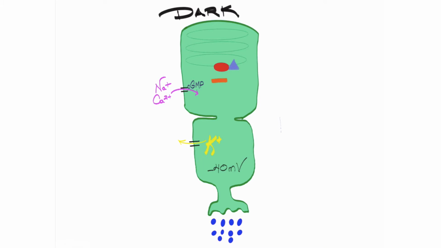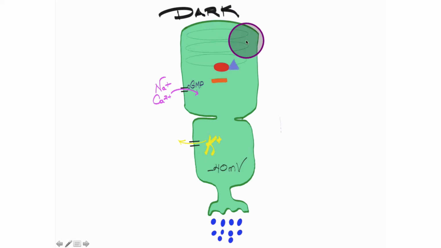And the reason we're at negative 40 millivolts instead of our typical negative 70 is because we have cation influx. We have sodium and calcium moving into this cell. At the same time, we have potassium leaving, but because we have more sodium and calcium moving into the cell, it becomes excited or less negative.